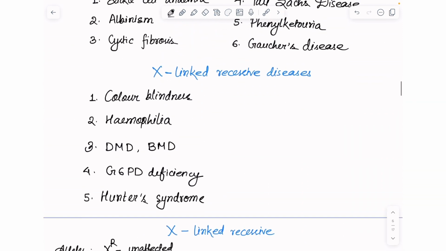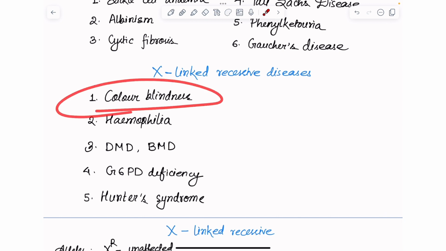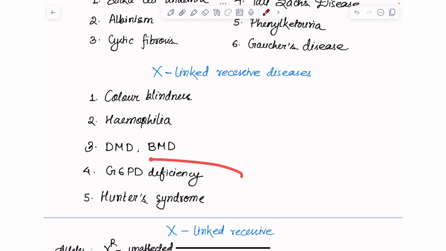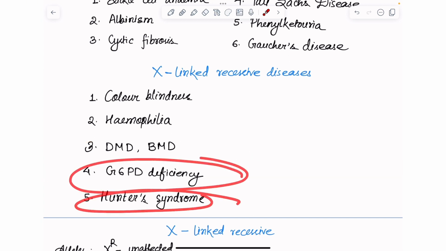There you go. Few examples of X-linked recessive. Here you have it: color blindness, hemophilia, Duchenne muscular dystrophy and Becker's muscular dystrophy, G6PD deficiency, Hunter syndrome.